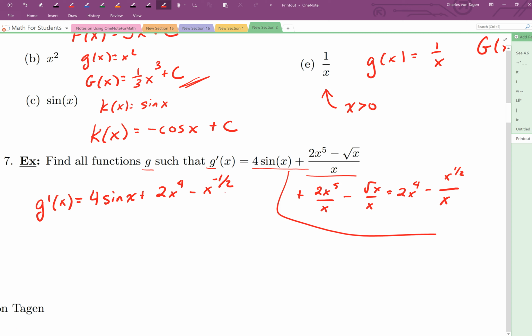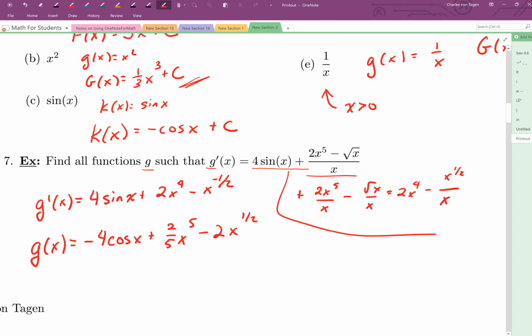Okay. So what functions have this as its derivative? Well, this is going to be a little bit harder working backwards. I claim that the answer is minus 4 cosine of x plus 2/5 x to the fifth minus 2x to the positive 1/2.